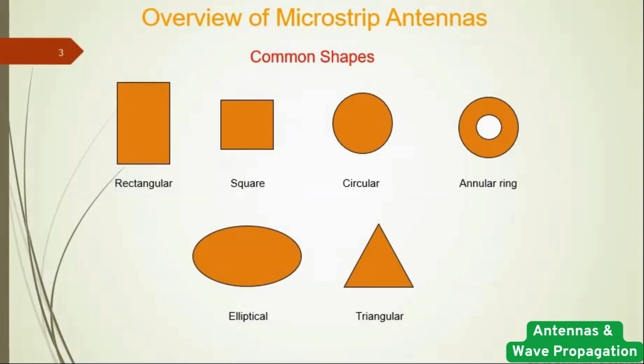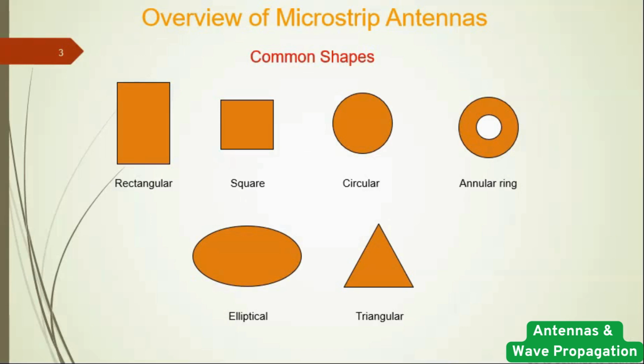Various patch antennas have square, rectangular, circular, triangle, or elliptical shapes. But rectangular and circular are the most widely employed patch antennas. Square patch antennas are used to generate a pencil beam and rectangular patches a fan beam. For circular patches, the calculation of current distribution is relatively more complex.